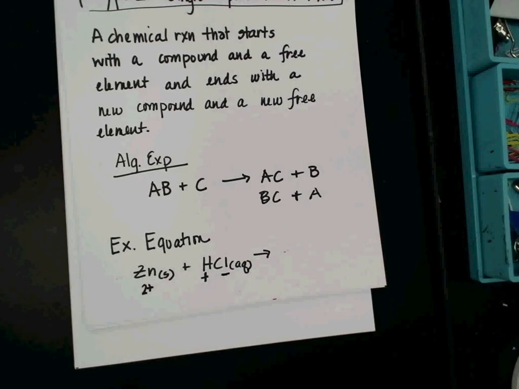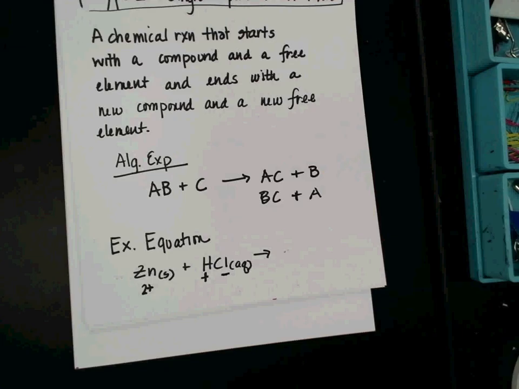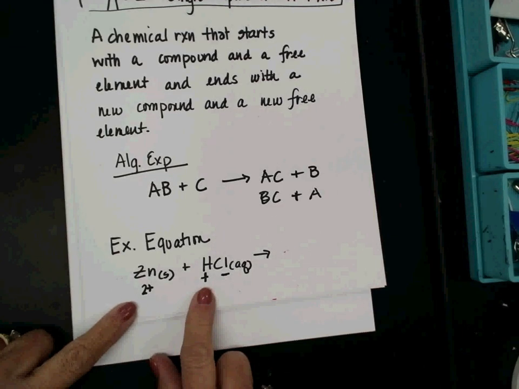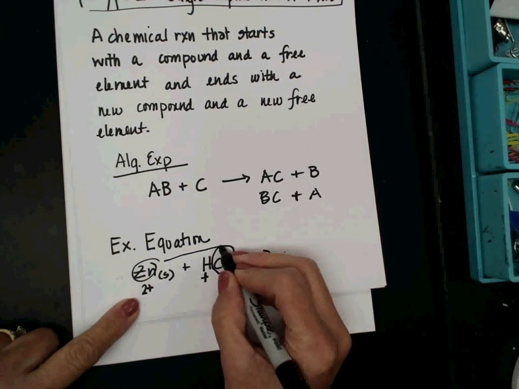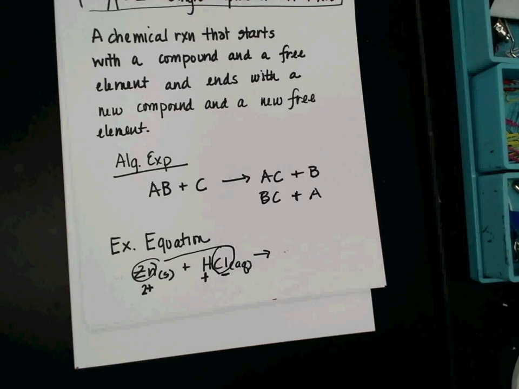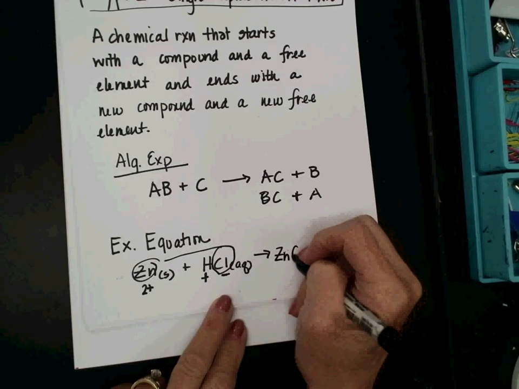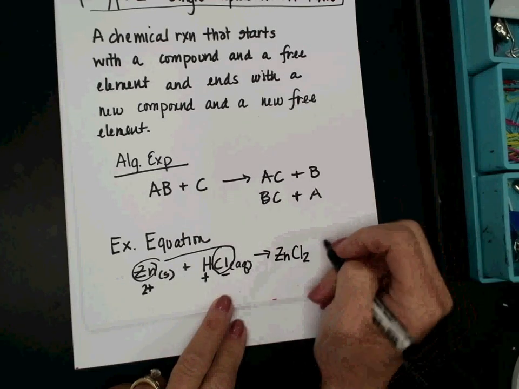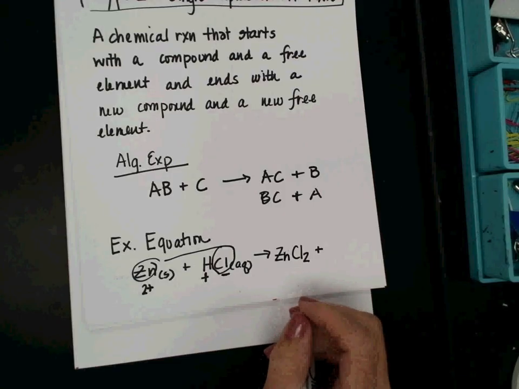And then you have to look at this compound over here and go, okay, which part is zinc going to replace? The hydrogen or the chlorine? The hydrogen, because the positive replaces the positive. So now I know my zinc is going to hook up with my chlorine. I just have to make a neutral compound. So zinc is 2+, chlorine is 1-, so I need ZnCl2, plus, how do I show my hydrogen?